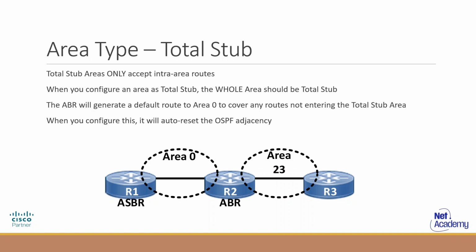Because if you think about it, I don't really need all those routes in an area. I just need to know how to get to my ABR. I need to know who my ABR is because my ABR connects to everything else.